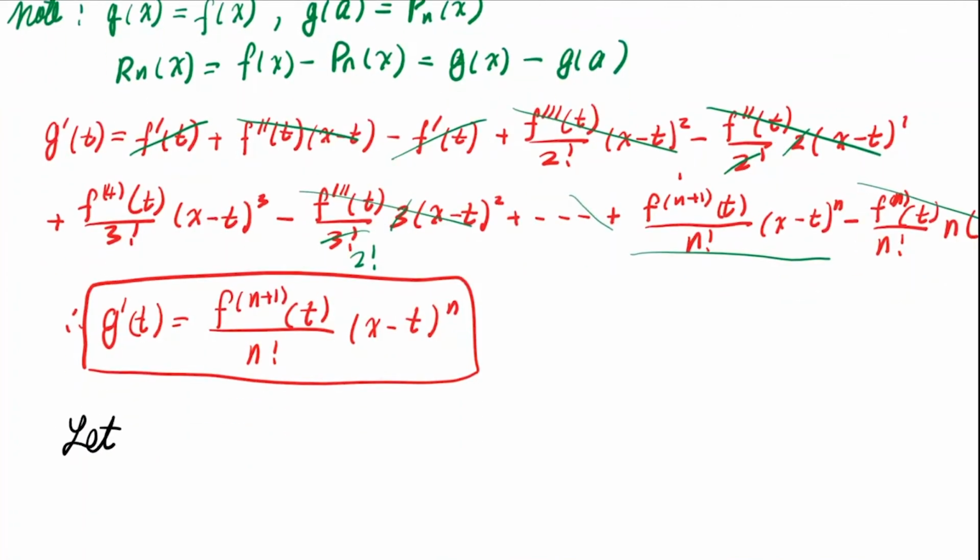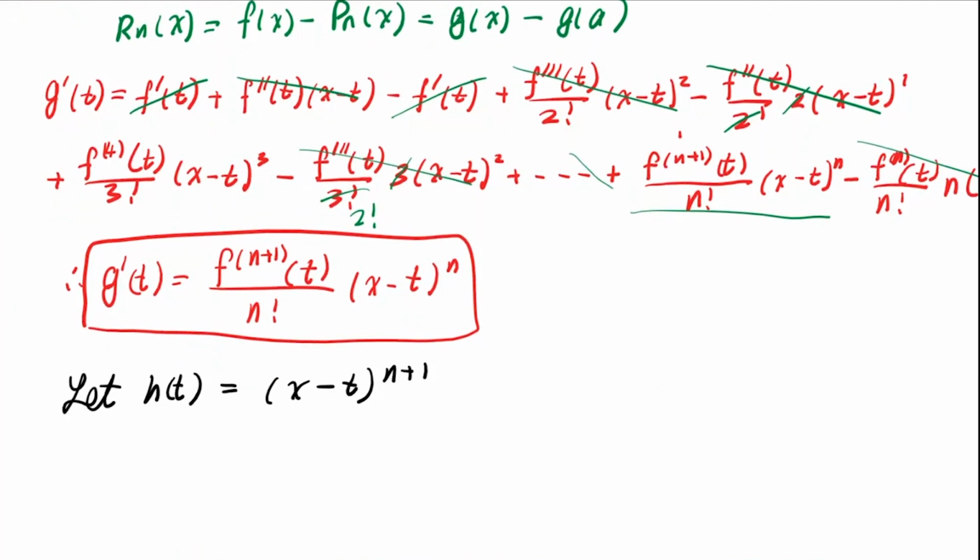Once again, it took some mathematicians some time to construct these things, so don't feel too bad about it. If you cannot come up with one, you're not a mathematician yet. h of t, once again, is x minus t to the n plus 1 power. Don't ask me how they came up with it, okay? They just work with this over and over to get what they want. So that's a nice function.